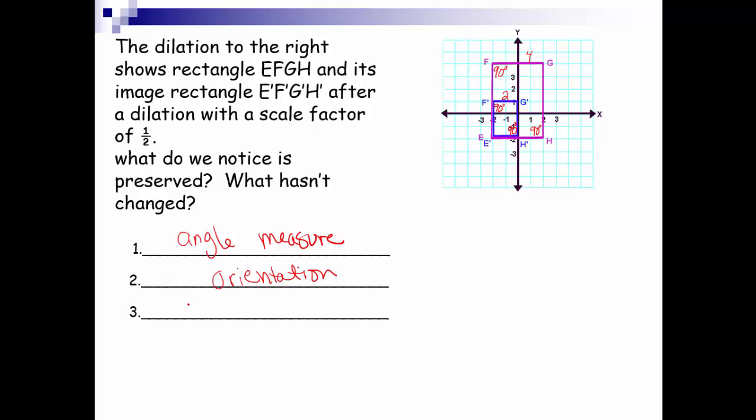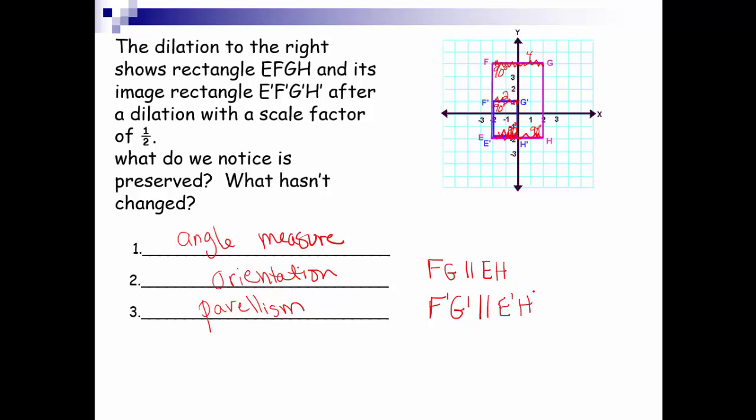Oh, parallelism. Ladies and gentlemen, parallelism is preserved. What that means is FG is parallel to EH on the original figure. And if you look at our image, F prime, G prime is actually parallel to E prime, H prime.